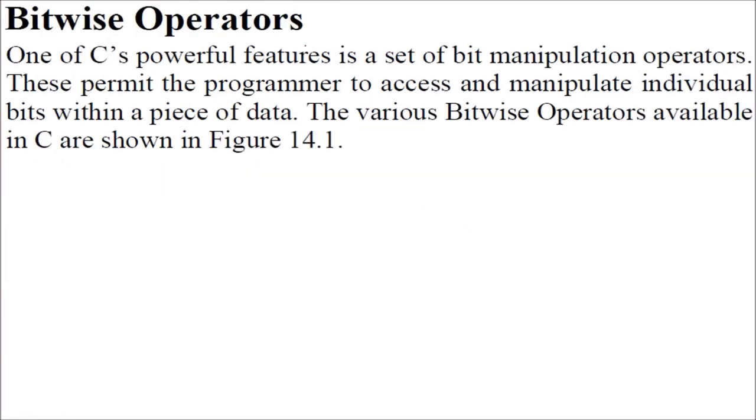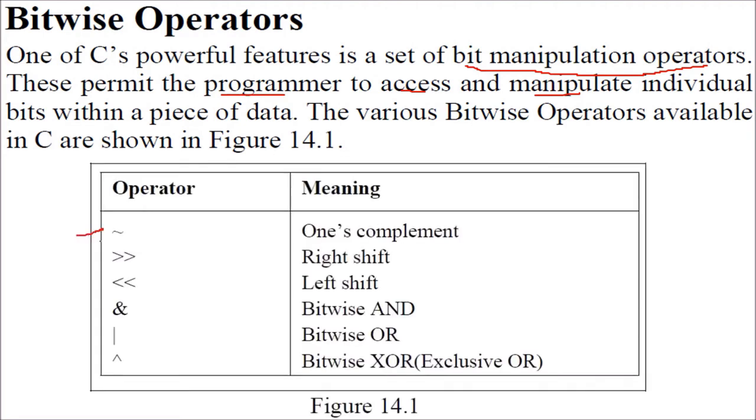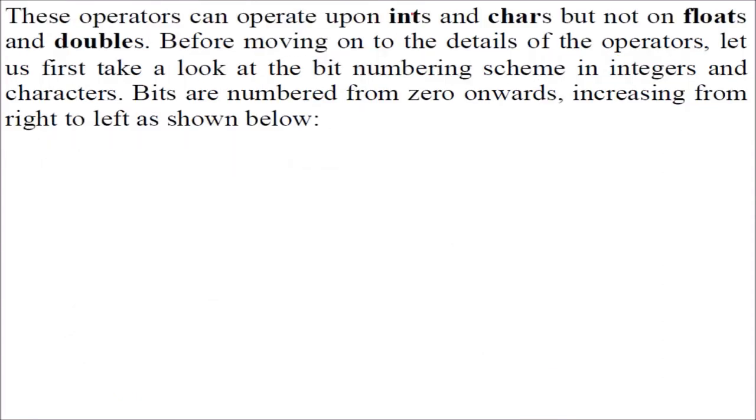Bitwise operators are one of the most powerful features of C, which is bit manipulation operators. And we can access and manipulate the individual bits within a piece of data as a programmer. There are various bitwise operators available to us: ones complement, right shift, left shift, bitwise AND, bitwise OR and bitwise XOR. These all are available to us. They operate on integers and characters, but not on floats or doubles.